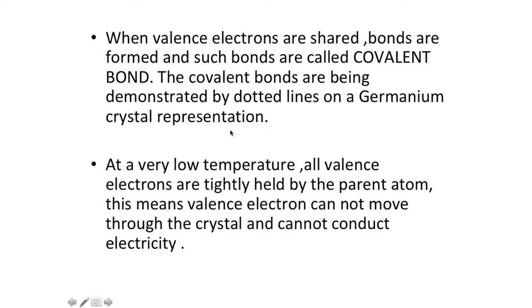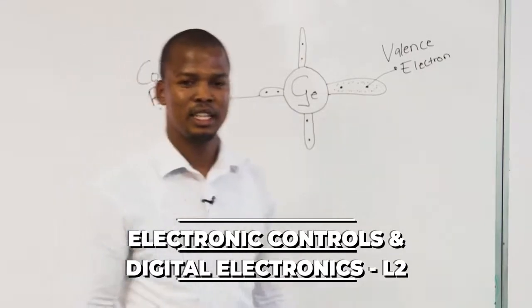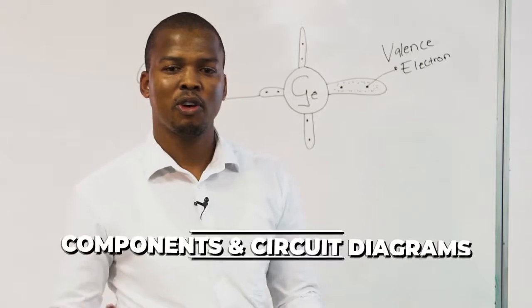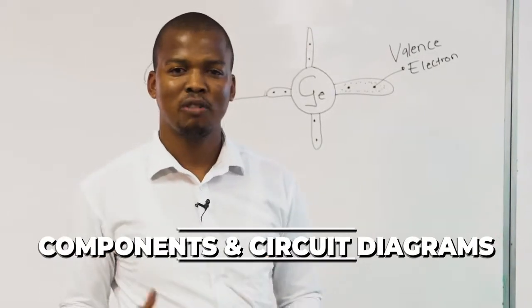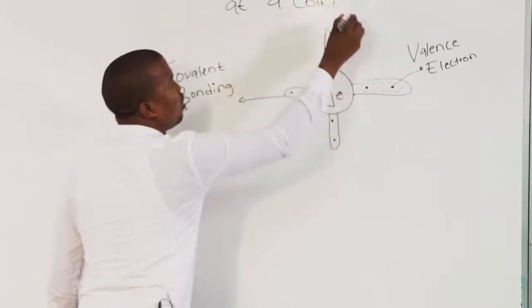Going forward, at a low temperature, all valence electrons are tightly held by a covalent bond. This means that the valence electrons cannot move in the crystal. They cannot move or do anything in the crystal. In that way, this germanium atom cannot conduct electricity. Remember, in order for the conduction of electricity, you need a movement of electrons. In this case, we are at a low temperature.